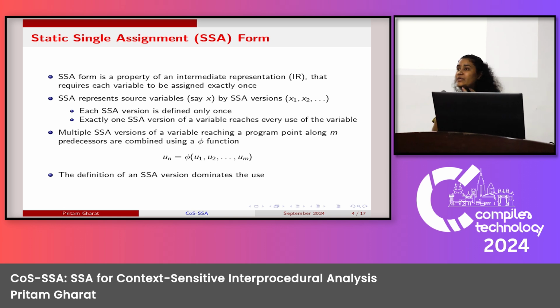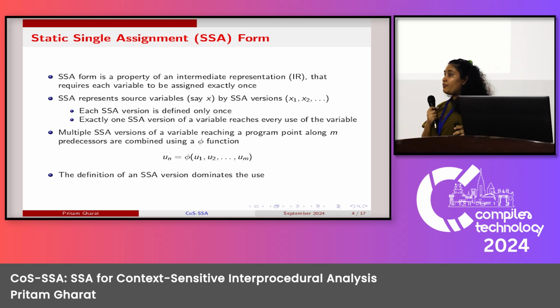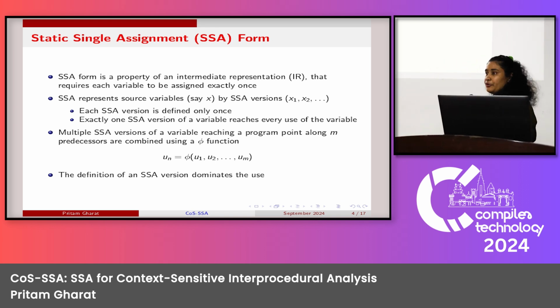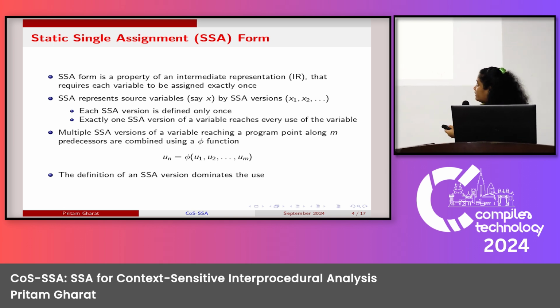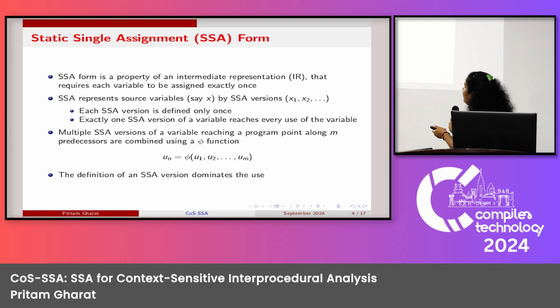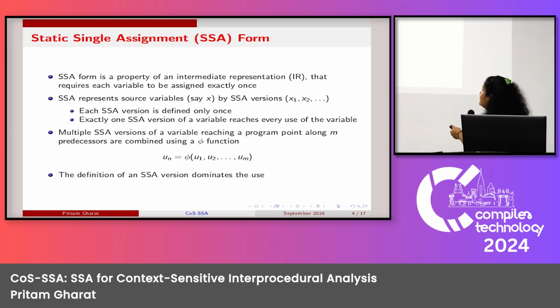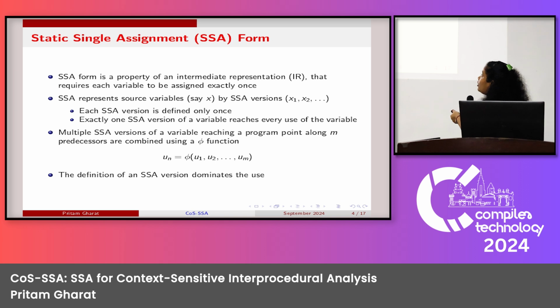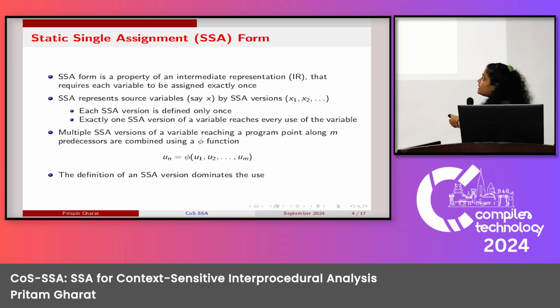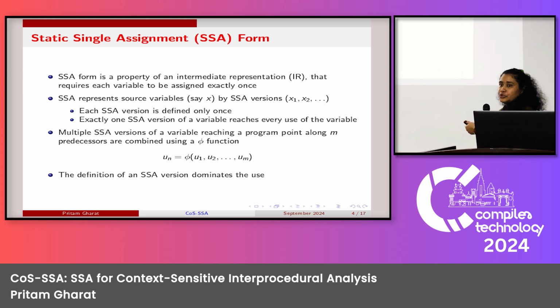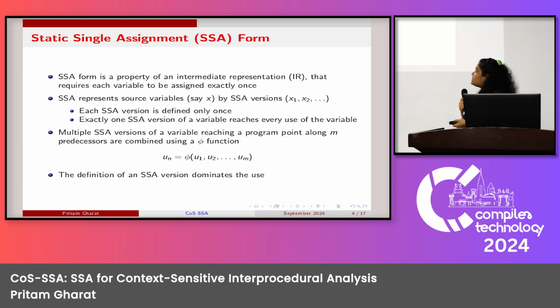So if you have multiple control flow paths reaching a program point and you have a definition reaching along every path, then there's something called a phi function that is introduced at the join point. So if you have, let's say, m predecessors to a particular node n, and every path has a definition coming from those paths, then you have this phi function introduced. It takes all these definitions coming along different paths, and you introduce only a single definition. So after this, any use of u will be replaced by this definition un. And every definition of an SSA version dominates the use.